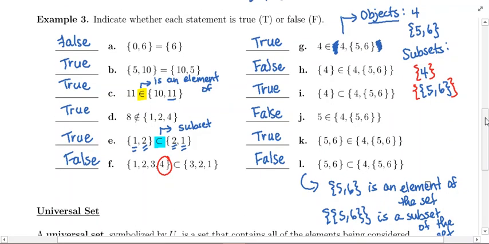So these statements in G through L were a bit tricky because you see multiple sets of braces on the set on the right. But hopefully this has cleared some issues up for you in understanding the difference between element and subset.